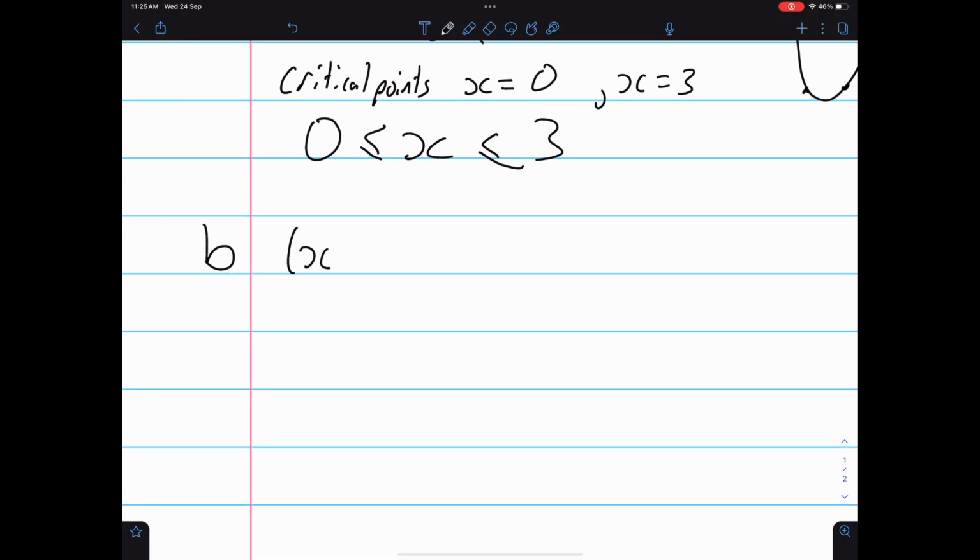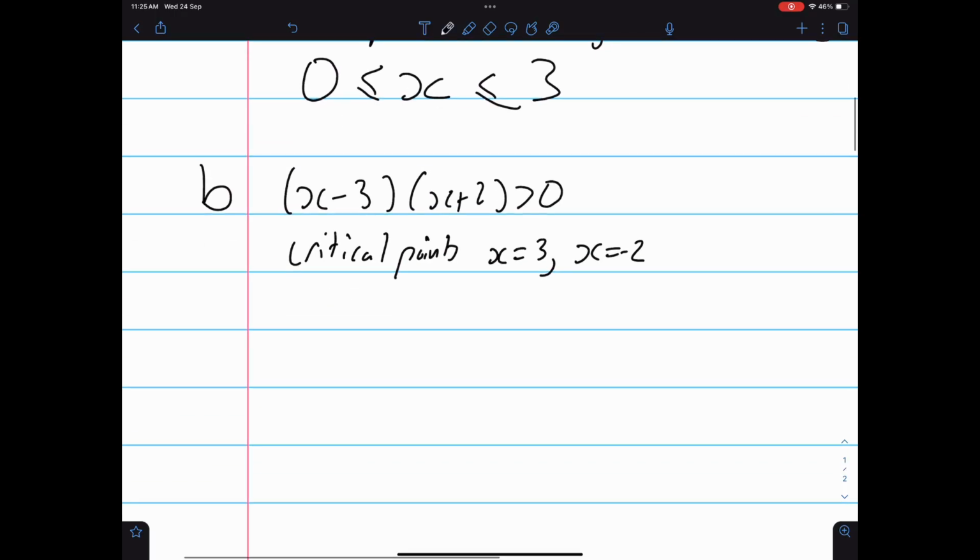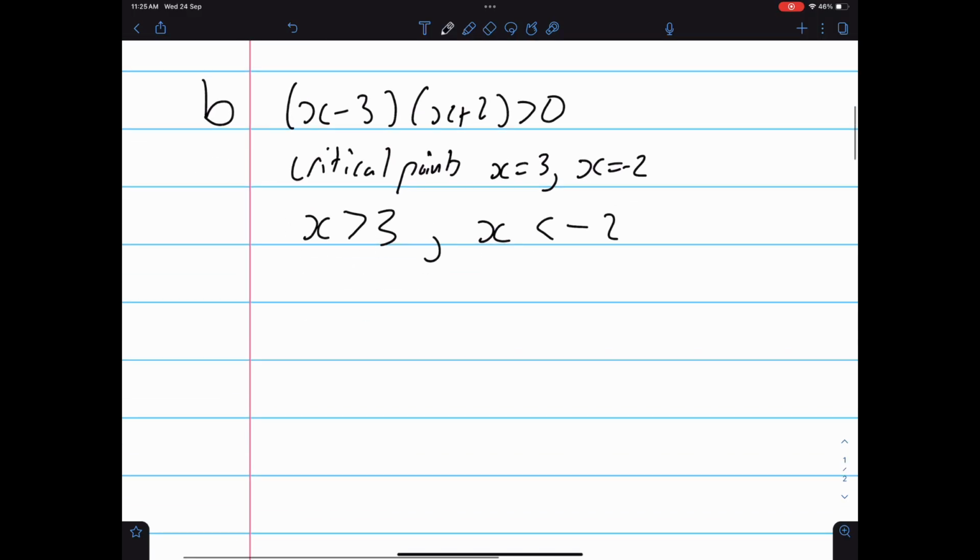B, x minus 3, x plus 2 greater than 0. Critical points, x equals 3, x equals minus 2, and we're trying to go greater. So we want x to be greater than 3, or x to be less than minus 2.